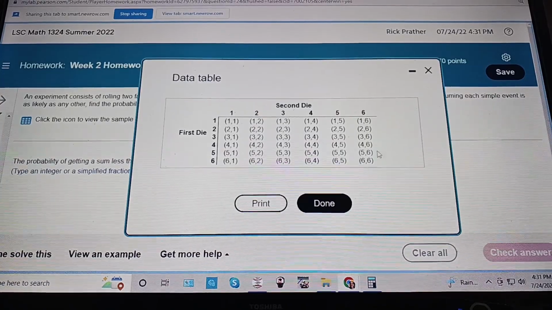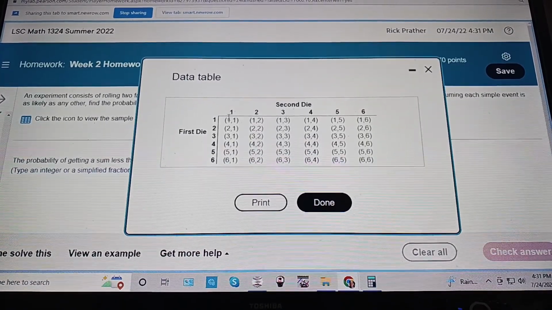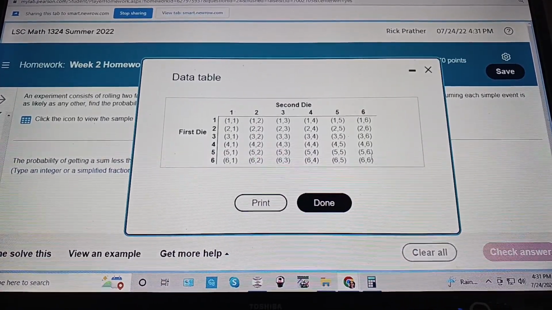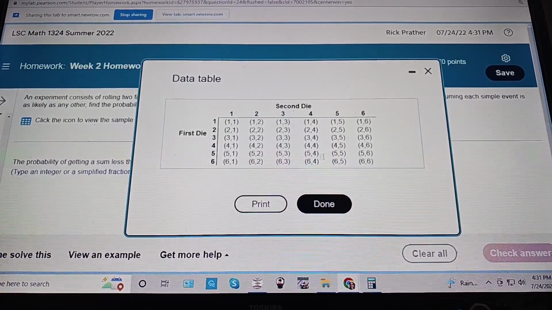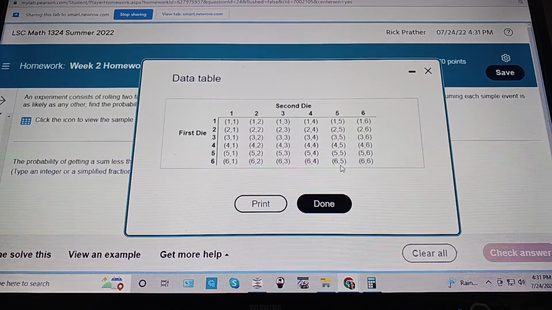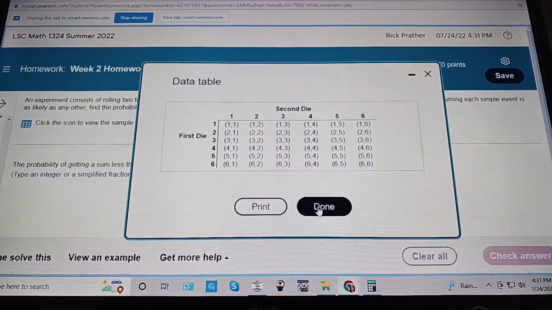But there are 36 things here. This is the only one that adds up to 2. This is the only one that adds up to 12. These two add up to 3, and these two add up to 11. That's why they're 2 out of 36s.